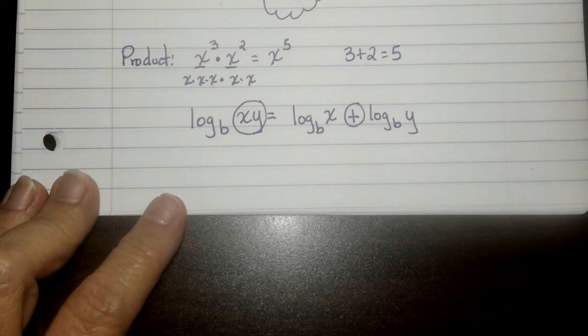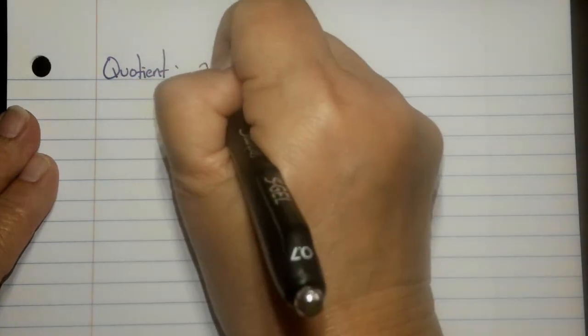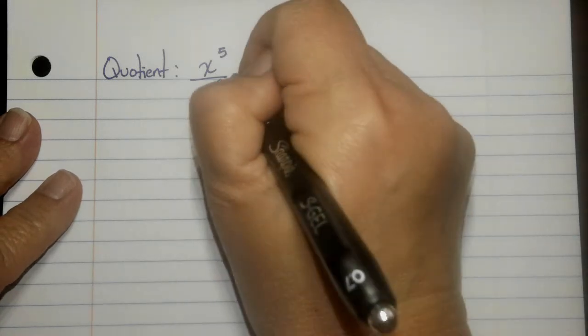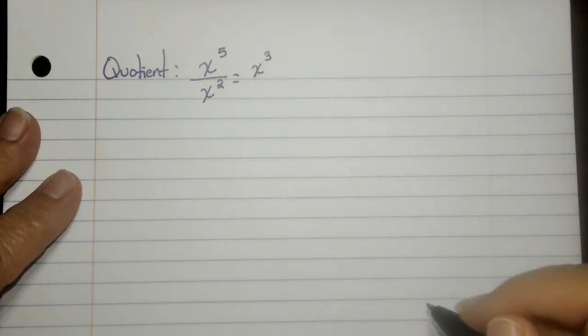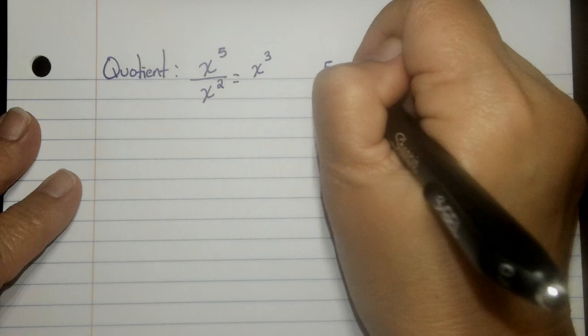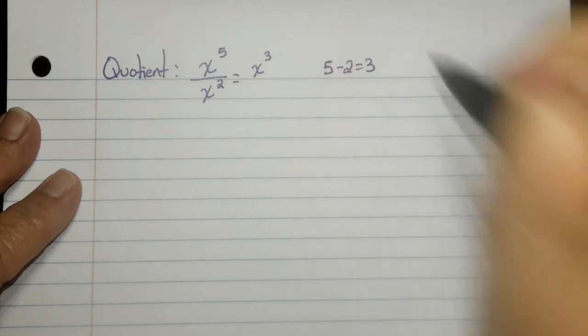I was pausing so that everybody got that down because I need to switch to a new sheet of paper. Alright. Next we have the quotient property. So again, let's talk about exponents first. If I have x to the fifth power divided by x to the second power, what does that equal? It's x to the third. What did you do with your exponents? Subtract it. 5 take away 2 is 3.